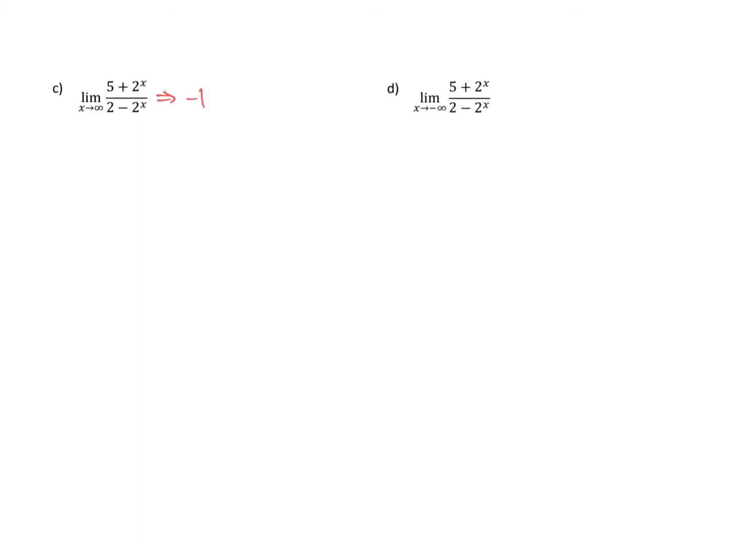All right. However, I want to show you something. If I have a limit as x approaches infinity of, let's say, 5 plus 3 to the x over 2 plus 4 to the x, well, I need to look at my speeds, right?